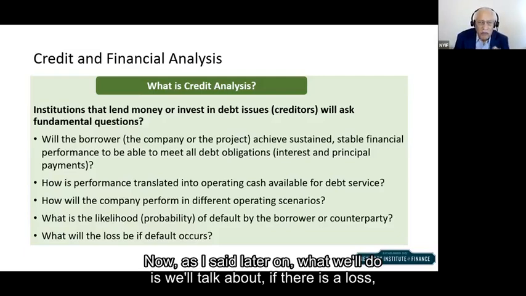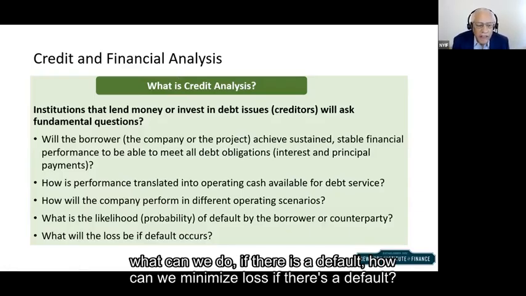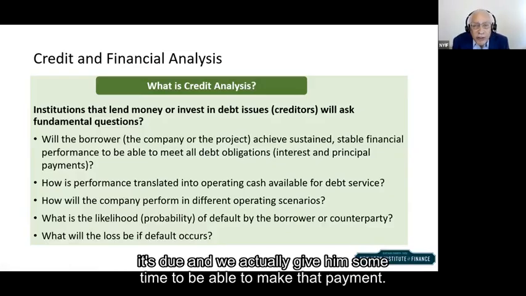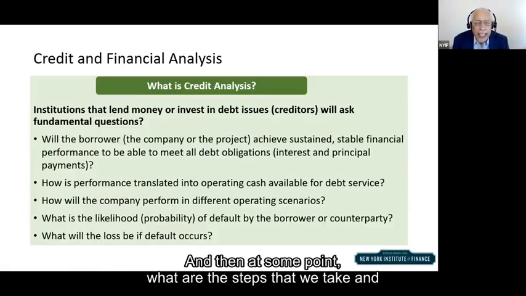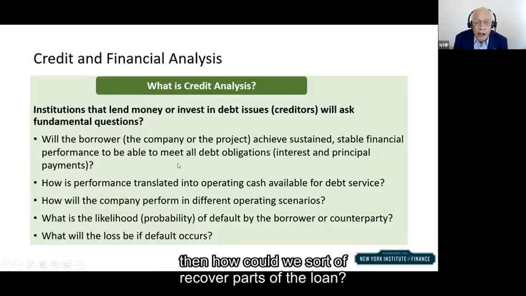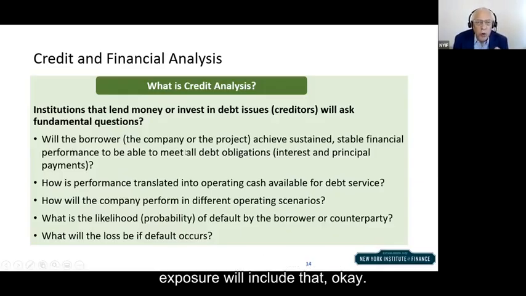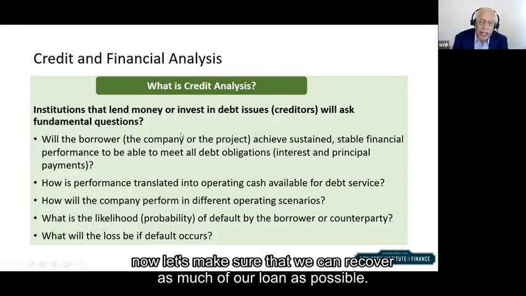Now, as I said, later on we'll talk about, if there is a loss, what can we do? If there is a default, how can we minimize loss? If there's a default, we reach the point where the company cannot make that principal payment when it's due, and we give them some time to be able to make that payment. And then at some point, what are the steps that we take? And how could we recover parts of the loan? So part of our analysis and looking at the structures and exposure will include that, okay, the company did go into default. Now let's make sure that we can recover as much of our loan as possible.